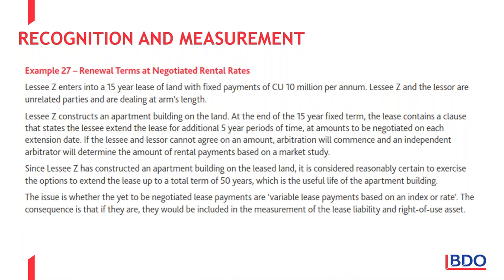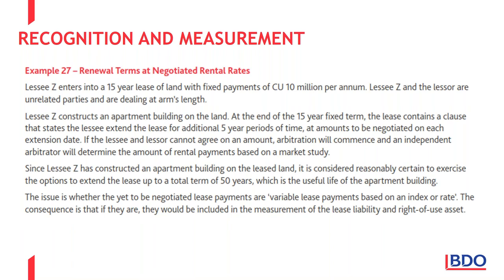of the apartment building. Now, the issue is whether the yet-to-be-negotiated lease payments are variable lease payments based on an index or a rate, and therefore excluded from the calculation. The consequence is that if they are not included, they are not in that calculation of the lease liability. So this is a really big question, and it can have a significant impact on our calculation. It's important that lease payments included in the initial measurement of the lease as of the commencement date include 15 years of 10 million payments plus another 35 years of 10 million payments, because it's variable payments.